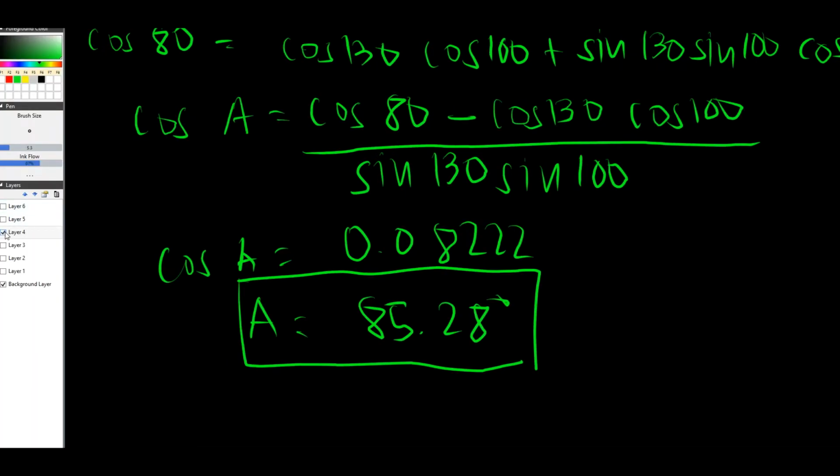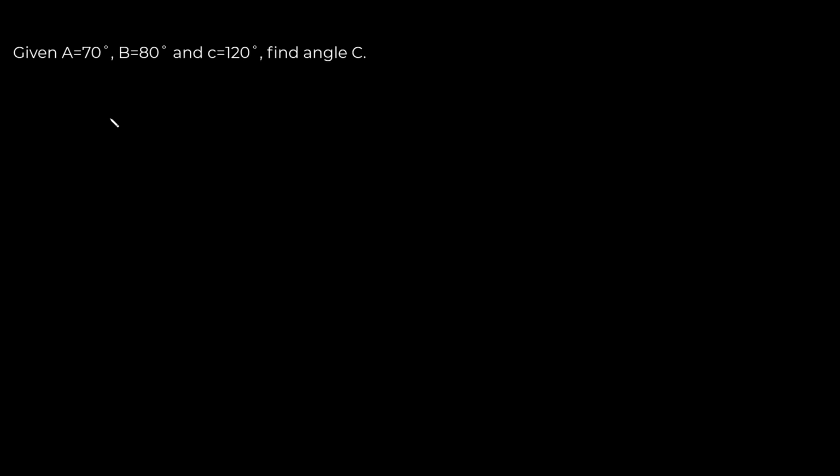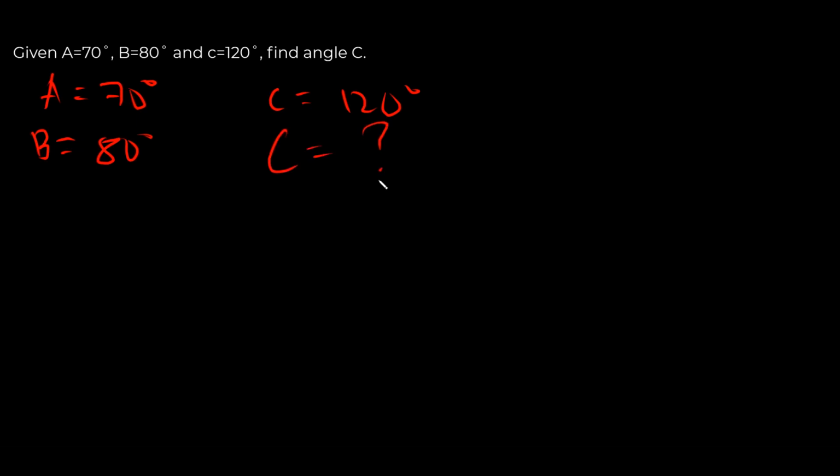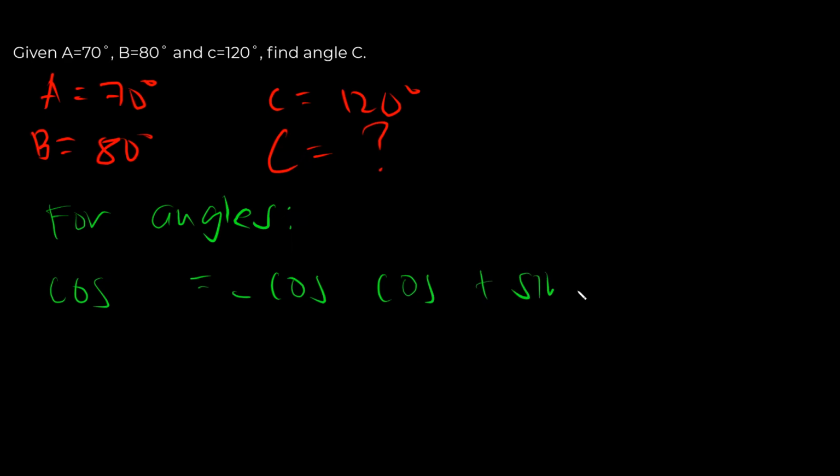Let's try another example. Given angle A is equal to 70 degrees, angle B is equal to 80 degrees, and side C is equal to 120 degrees. Take note that side c is lowercase. Find angle C. Since the majority of the given are angles, that is a hint that we use the cosine law for angles. Now, write our formula: cos something is equal to negative cos plus sin cos.